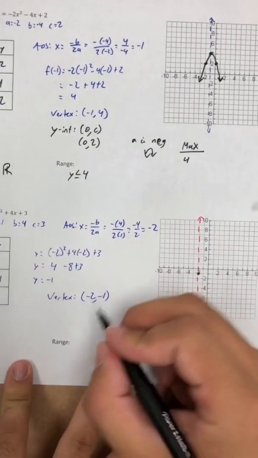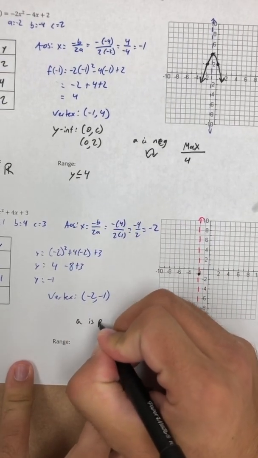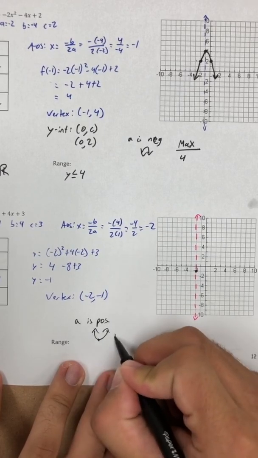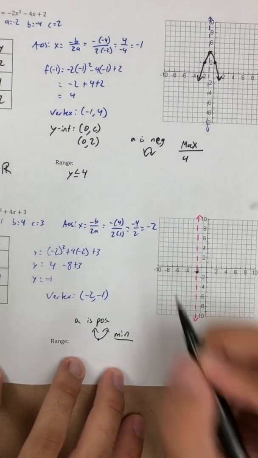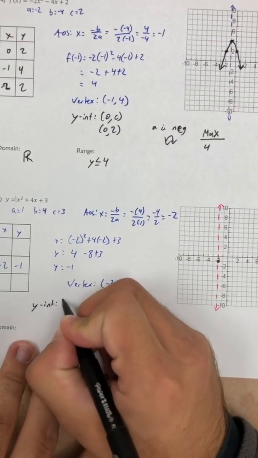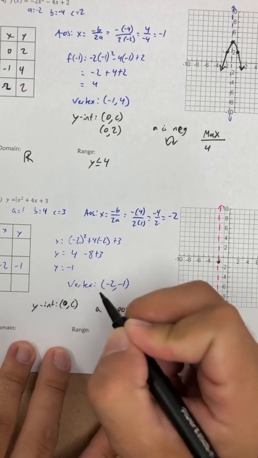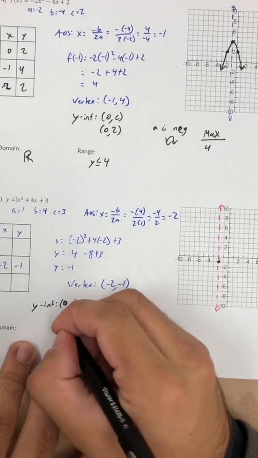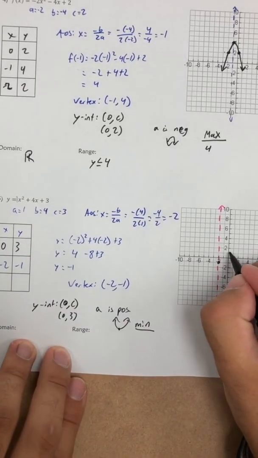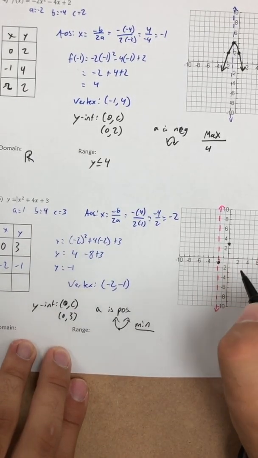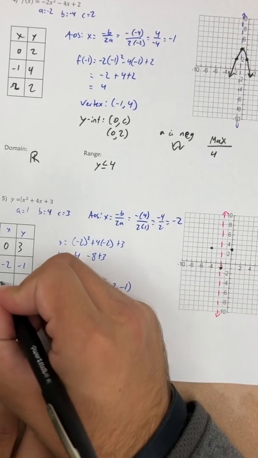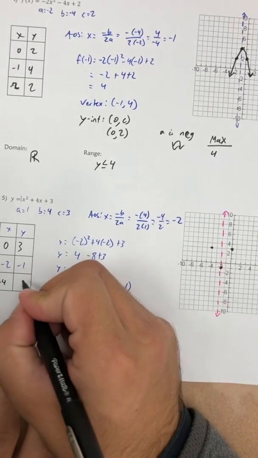Okay. My A value is positive, so I should open up, which means I should also have a minimum. Okay. So looking at the y-intercept, right? My y-intercept is always 0, c. So it is 0, 3 here. So it also means that if I reflect it over, 1, 2, I'm at -4, 3.